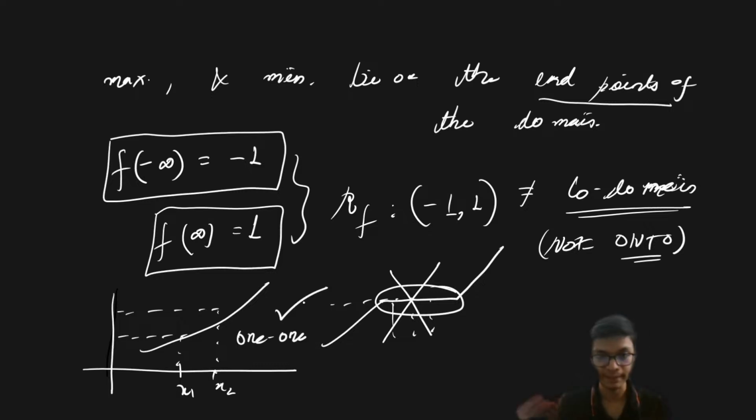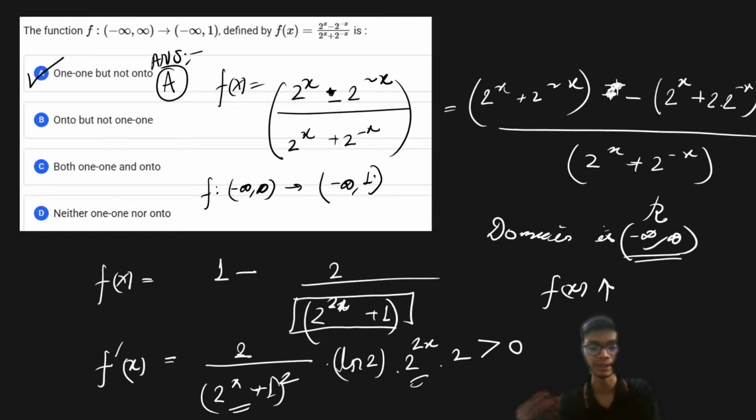So for a one-one function, the function needs to be either increasing or decreasing, right? If you are able to satisfy this condition, that it is an increasing or decreasing function, as in the question, it is simply found that f dash of x is greater than 0, which means that the function is an increasing function.